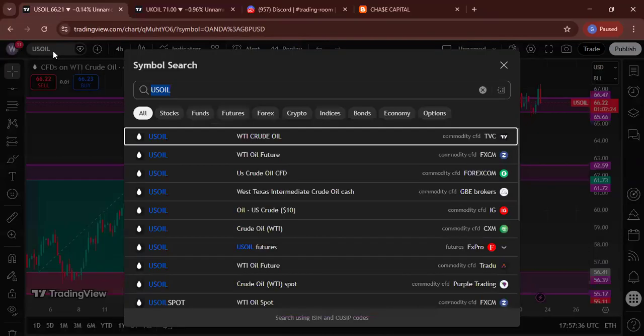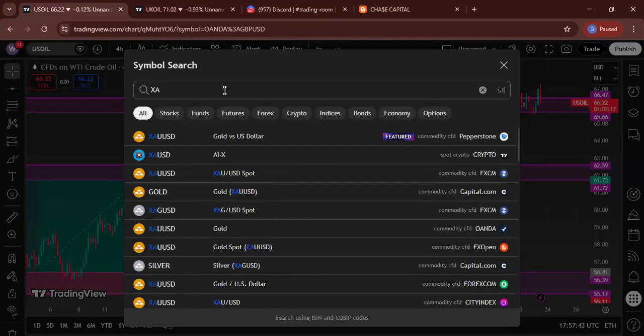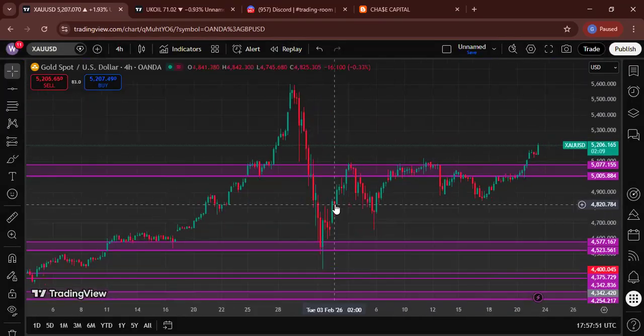Then let me have a look at gold and silver. Then I do NAS and US30. Then you'll give me the pairs you want us to look at. There is gold as well.